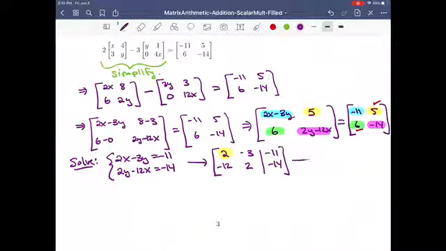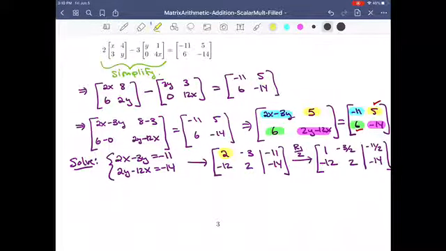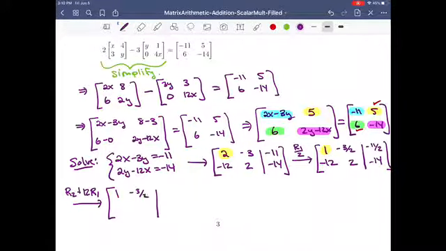The first thing I'm going to do is divide by 2 for row 1. That's going to give me 1, negative 3 over 2, and negative 11 over 2. I'm still pivoting around this entry. I now want to make the negative 12 a 0. So my next step should be row 2 plus 12 of row 1. I'm not changing row 1.